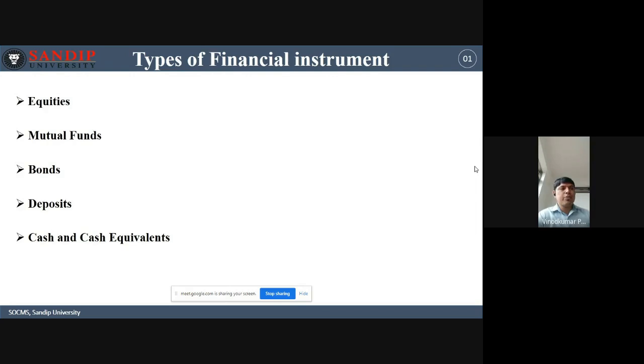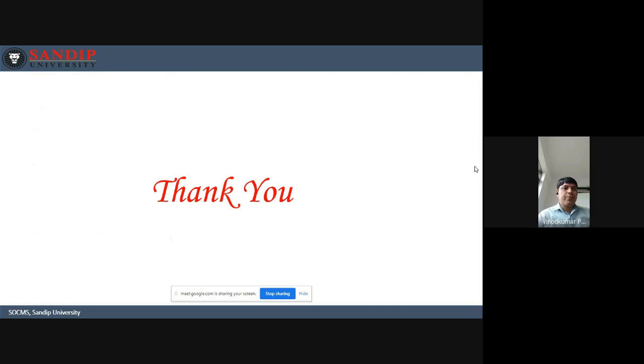Equities, mutual funds, bonds, deposits, cash and cash equivalents. These are the types of instruments.